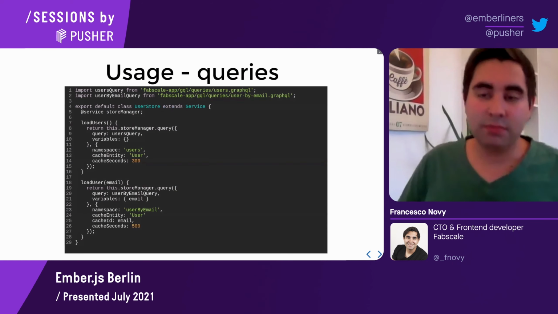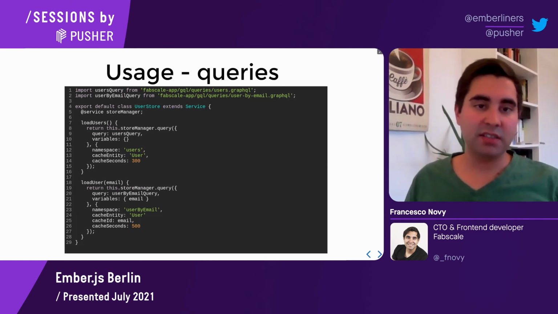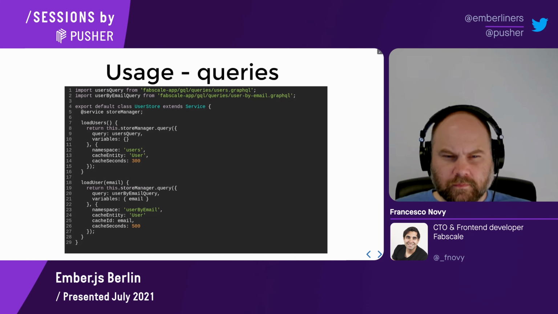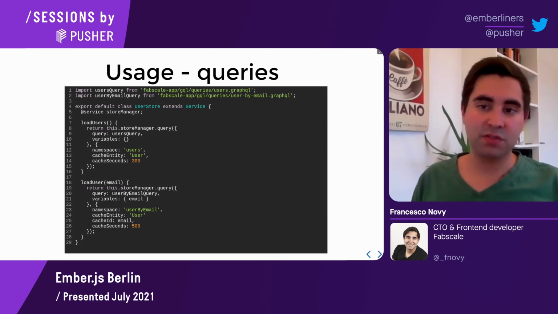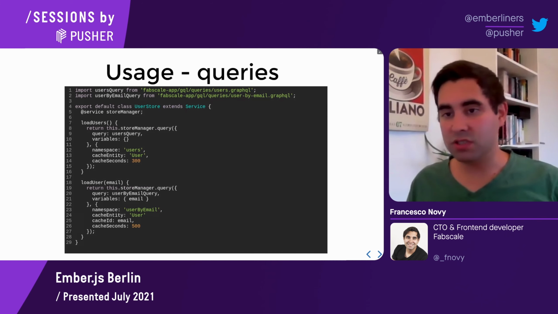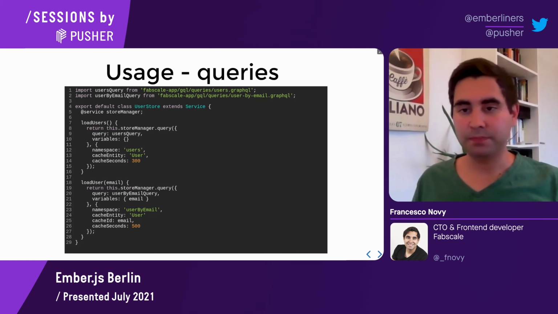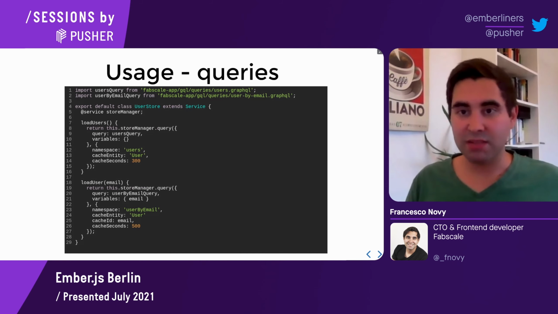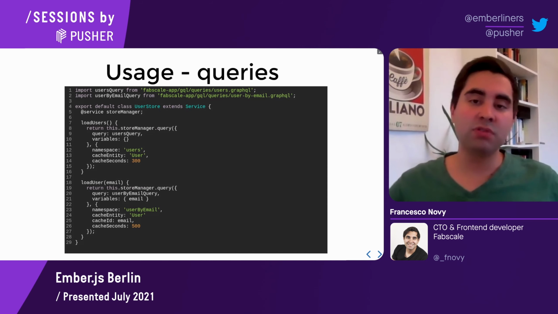So the usage is relatively simple. The way we implemented it is we have a service per entity. For example, let's say we have a user entity, then we would have a user store that has all the methods for interacting with users. So we would have load user, create user, delete user, update user, for example. These store services use the store manager, which is a shared service, which is basically this thin wrapper on top of Apollo. The way you would then invoke it is more or less similar to the way you do it with Ember Apollo Client. Most of the things are just passed through.